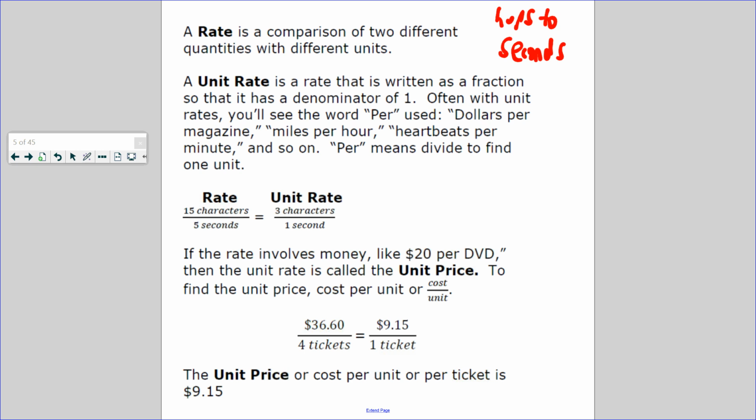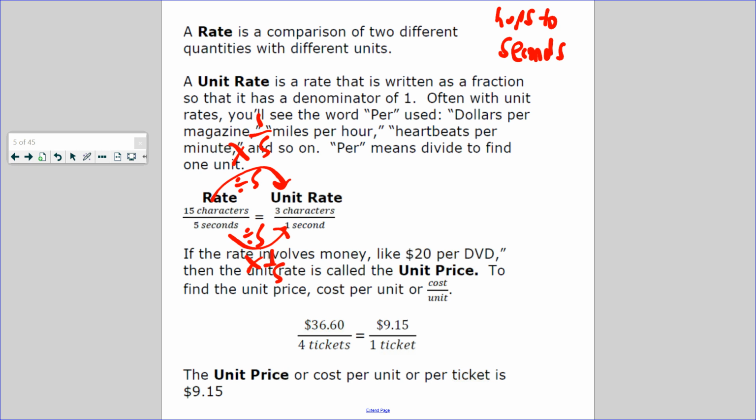For example, if someone types 15 characters in 5 seconds, how many characters can they type every second? Per second, each second. What's the relationship between 15 to 3 and 5 to 1? It is divide by 5, or times the reciprocal, 1/5.